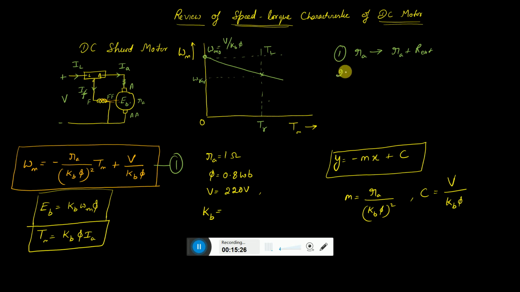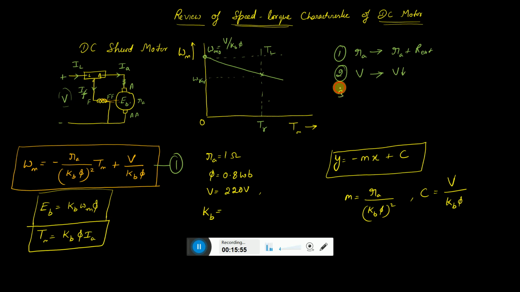Similarly, the second thing is the supply voltage. Can you change the supply voltage? You cannot increase the supply voltage, because everything is governed by some insulation. There is no chance that you can increase the supply voltage. Yes, there is a chance that you can decrease the supply voltage to some other value.